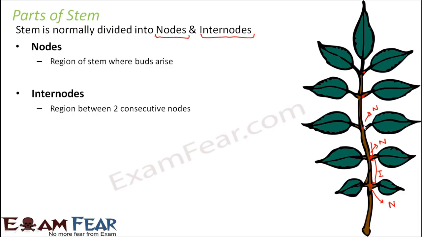Again this portion is internode. Right? So those points on the stem from where buds or branches or leaves can arise are known as nodes, and the region between any two successive nodes is known as the internode. So in a stem you will always have one node, then internode, again one node, then internode, again one node, then internode, and so on.